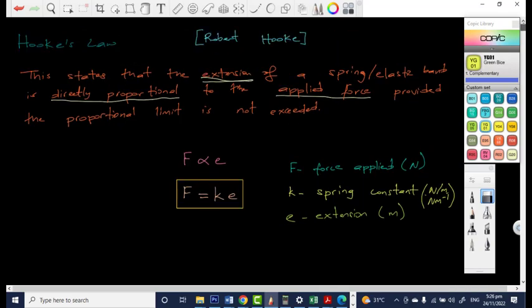Now, once we say the extension is directly proportional to the applied force, what we simply mean is that when we increase the force, we're going to see that the extension will also increase, and they increase by the same factor. So that means doubling the force results in the extension also being doubled. So the more force you apply, the greater the extension. Less force you apply, the smaller the extension.